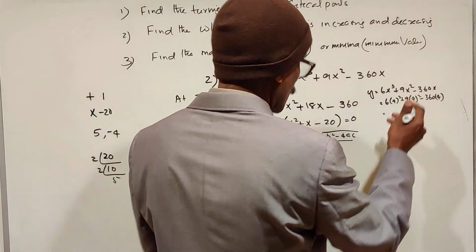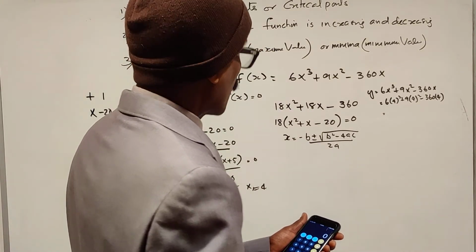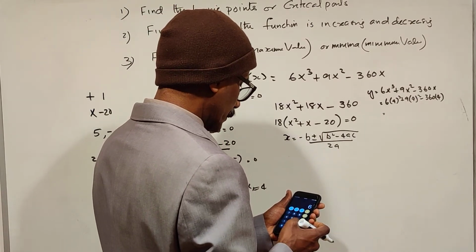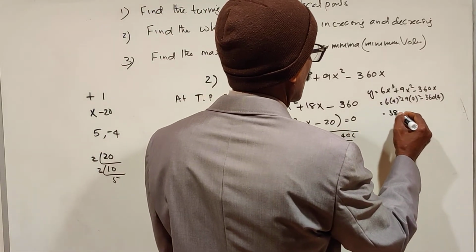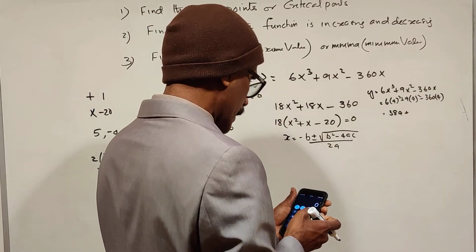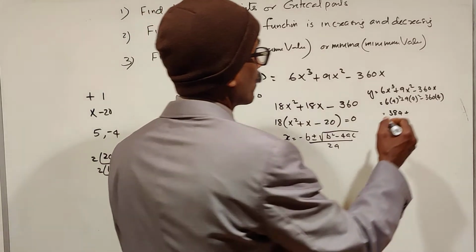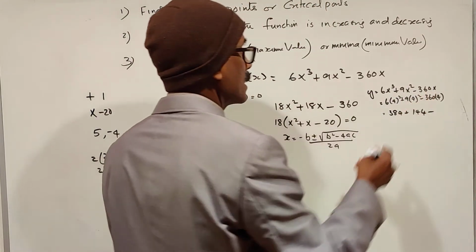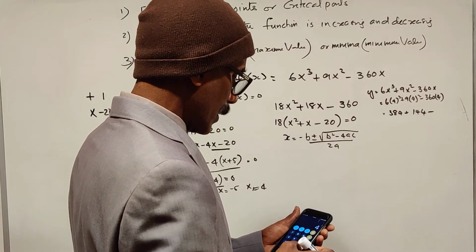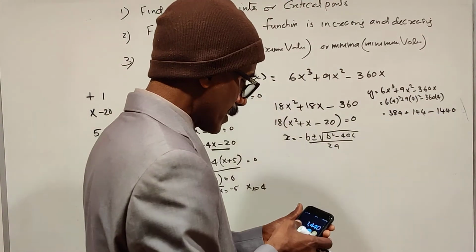Okay, x is equal to 4. So 4 cube is 64. I am going to use the calculator. 64 times 6 equals 384, plus 16. 4 square is 16. 16 times 9 equals 144, minus 360 times 4. 360 times 4 equals 1440. First you need to add this and then subtract.